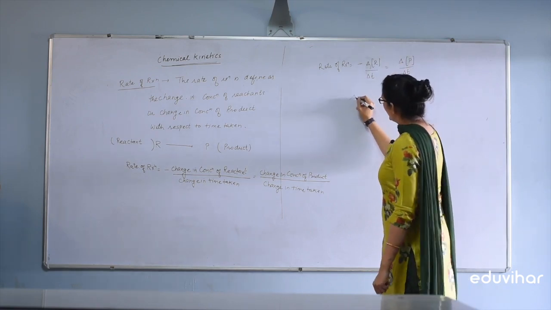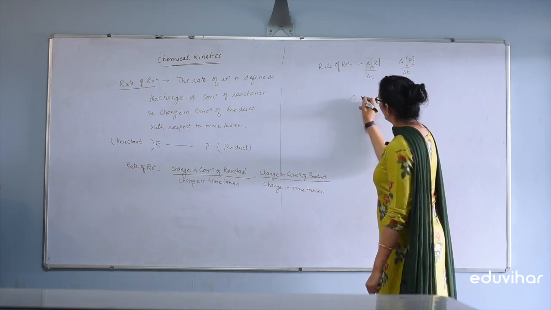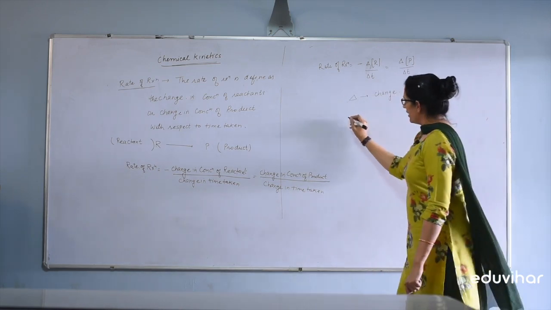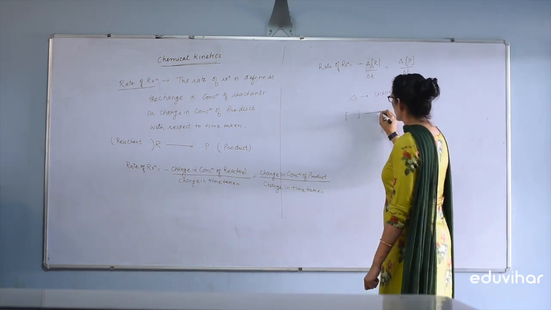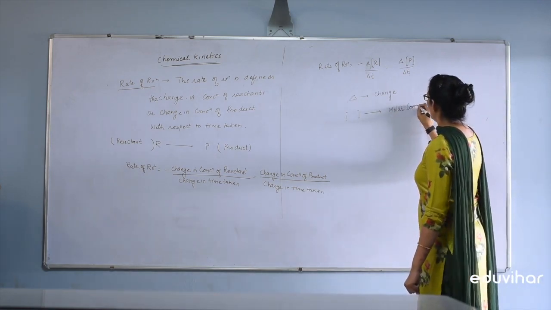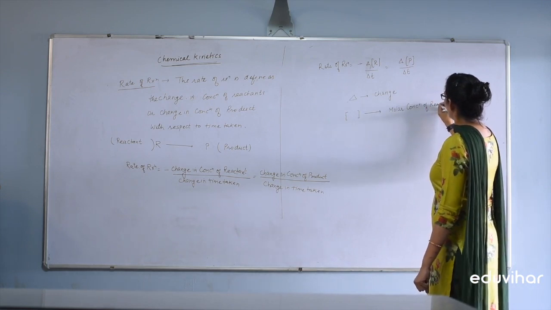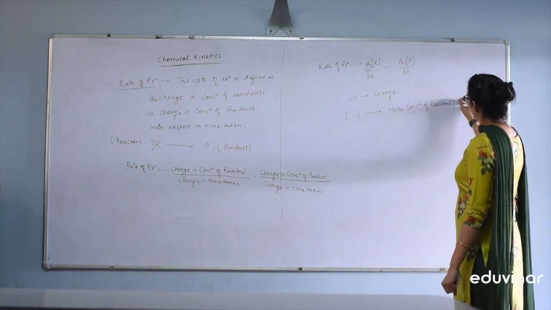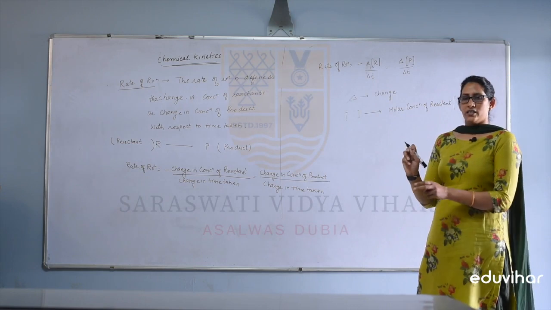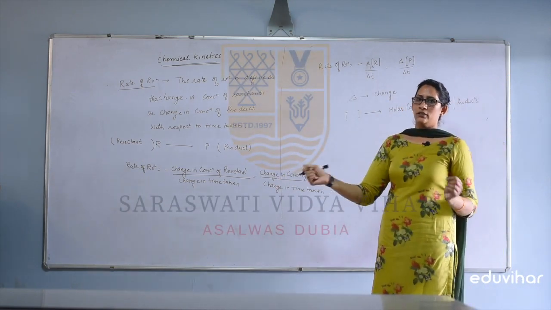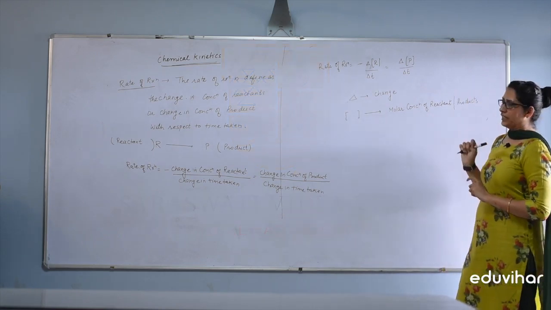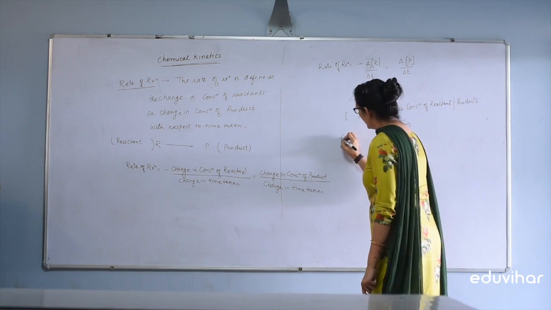This delta represents change. And this square bracket tells us about the molar concentration of reactant, or you can say products. This delta represents the change. Change means what change occurs from initial condition to the final condition, and this square bracket represents the molar concentration of reactant. Okay, how can we write down the delta R?